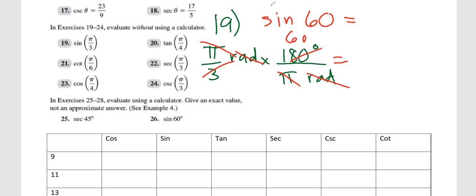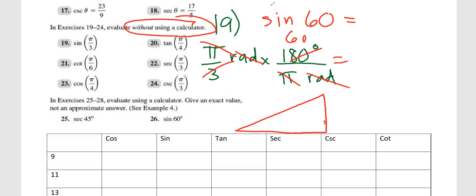Now, we're not reaching for a calculator. It says without using a calculator. So I'm guessing we're going to have to go back to what we studied last week. We reminded ourselves of what a 30, 60, 90 triangle looks like. We said the short leg was 1. How do we get the hypotenuse? We multiply by what? 2, right? You multiply by 2.